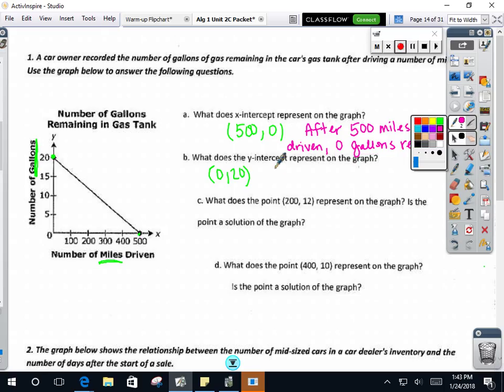There's many ways to write this. You don't have to write it exactly how I do. I'll just say you started the trip with 20 gallons of gas in the tank.